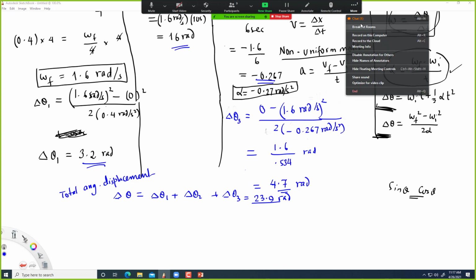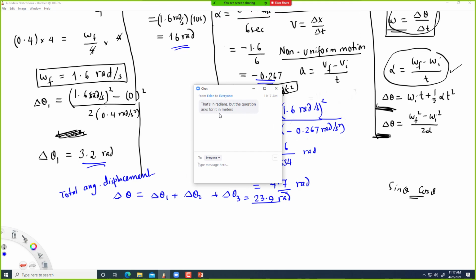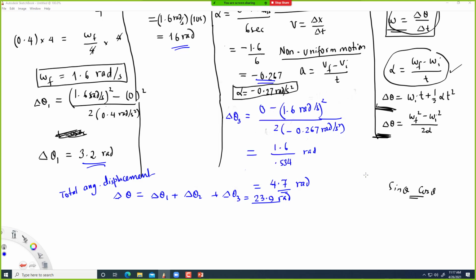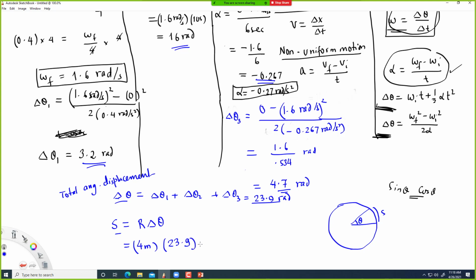Let's see, someone is asking a question here. That's in radian, but the question asks in meters. Oh, okay, that's good. Yeah, thank you for pointing that out. Yes, it's a very good point. So I totally forgot. This one is in radian. We want to find this in arc length, S. So how much distance will it cover? We have the relationship between theta and S: S is equal to R delta theta. So we want to find S, so multiply this by R. R is 4 meters and delta theta is 23.9. So that will give us the distance in meters.